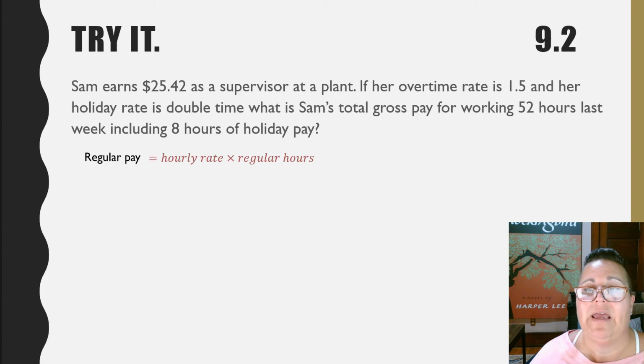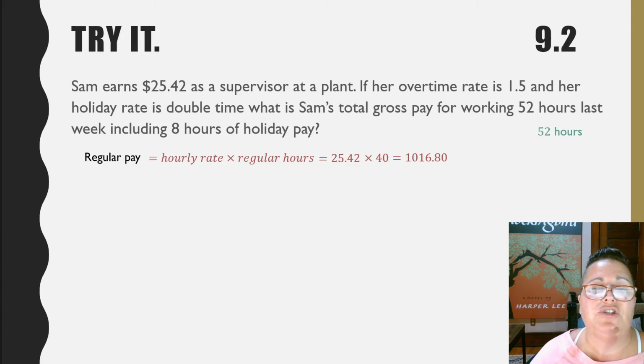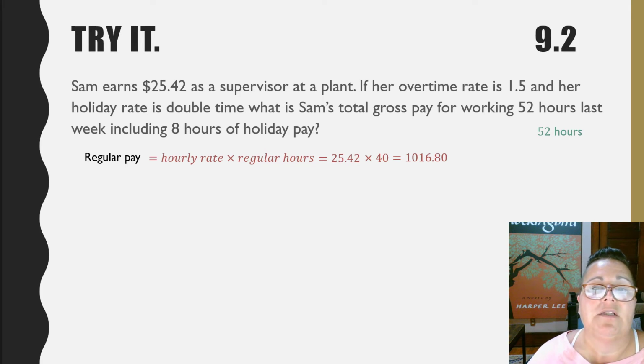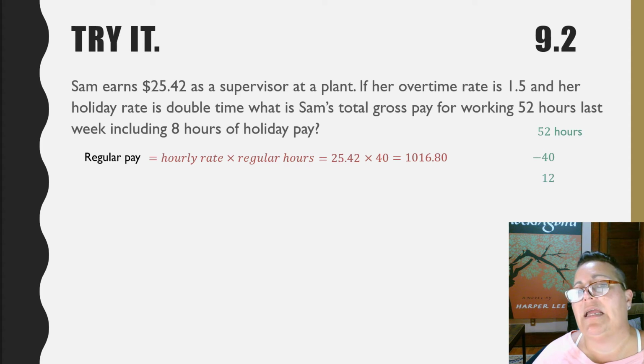So her regular pay is her hourly rate times her regular hours. We know her hourly rate is $25.42. We know that she worked 52 hours. Of those 52, 40 of them would be considered regular. She's on a weekly pay, so 40 would be considered regular. So she'll get $1,016.80 in regular pay. So we've accounted for those 40 hours, and we can subtract them from the 52, leaving us with 12 hours unaccounted for, unpaid to Sam yet.